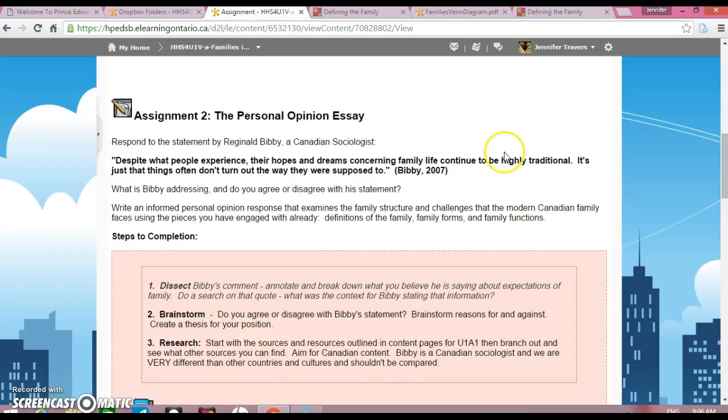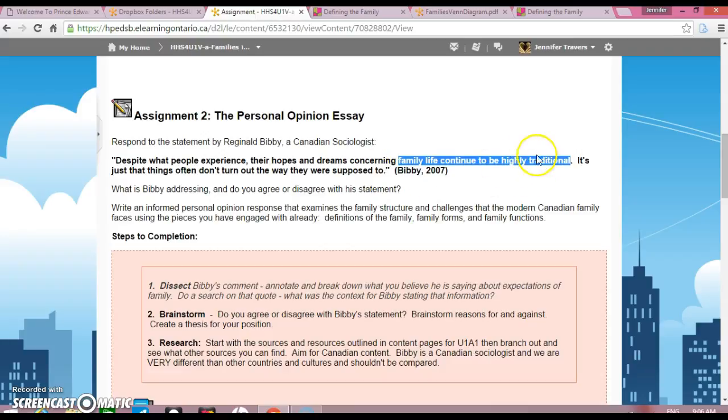Or when it comes to things that you're looking in here, family life is traditional. Well, what does a family traditional or a traditional family mean? It's just that things don't turn out the way they were supposed to. So people want tradition, but that's not often what's happening. So what do your definitions of the family tell you? Different family forms, or even the Vanier Institute family functions.